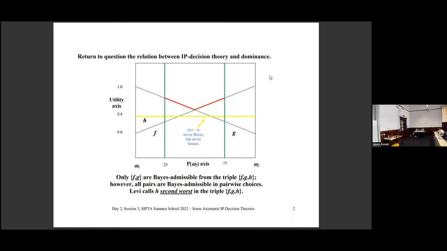This is good for everybody who wonders what we mean by Bayes admissible. I tried to say it before. A Bayes admissible option is an option such that it maximizes expected utility for some probability in the set. And if I have one probability, then it's not a maximized expected.